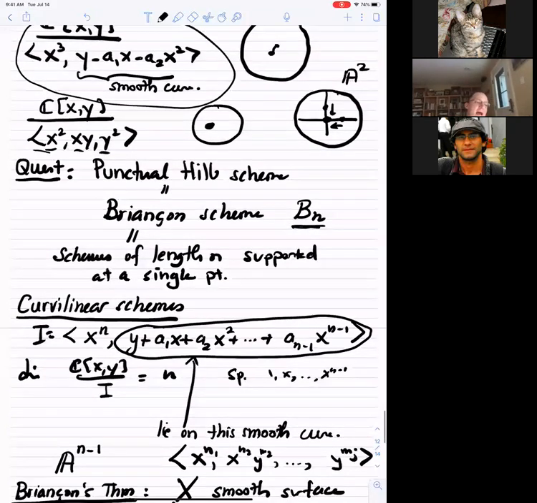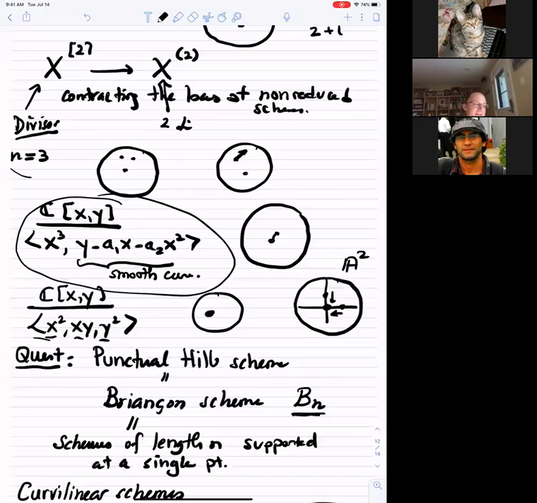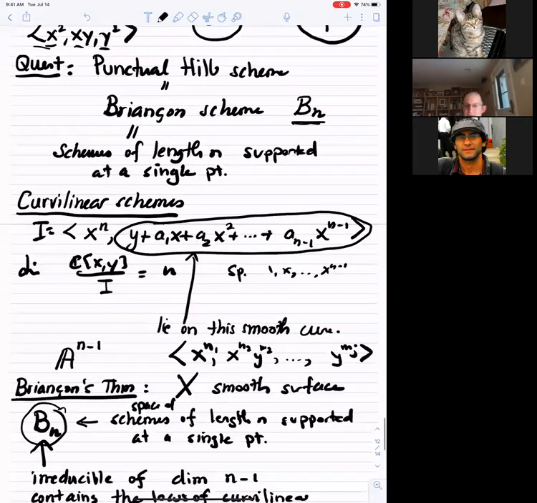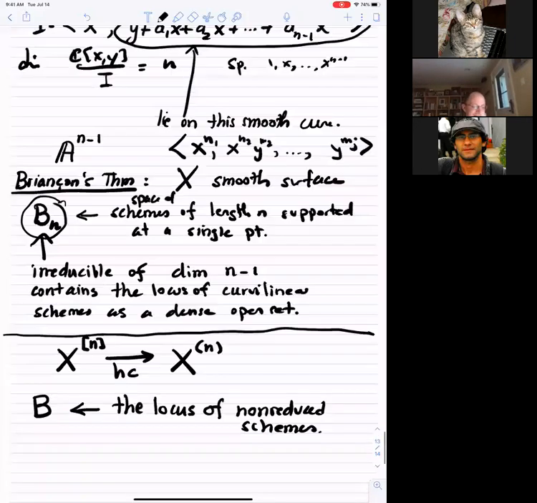Answer to your question: are they the limits of distinct points? Yes, because we showed that they're irreducible. Okay, does that answer the question? Maybe.